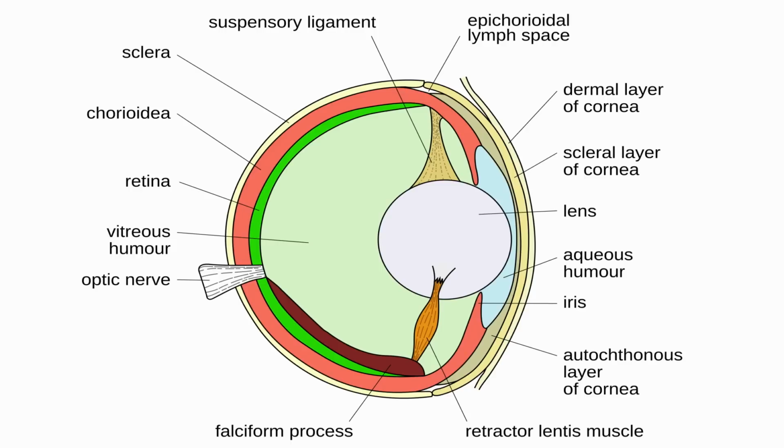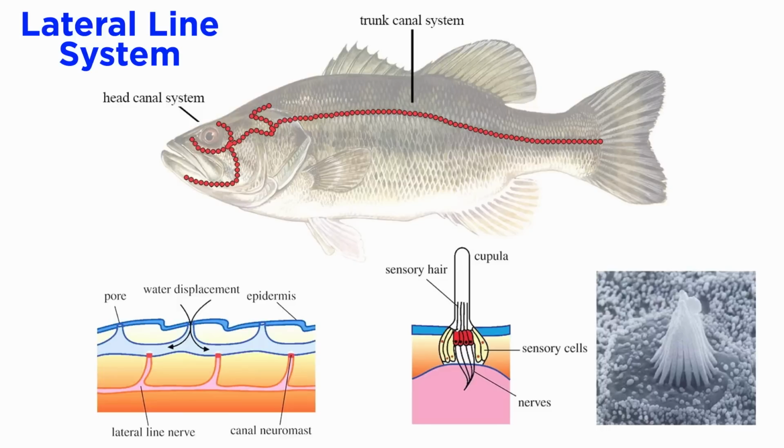Most bony fish have well-developed eyes, allowing them to see colors and polarized light. They are also able to detect movement and vibrations in the water using the lateral line system, which consists of a series of fluid-filled canals that are often visible to the naked eye. These canals are lined with sensory cells called neuromasts that detect changes in water pressure and movement, allowing fish to navigate in their environment, detect prey, and avoid predators.